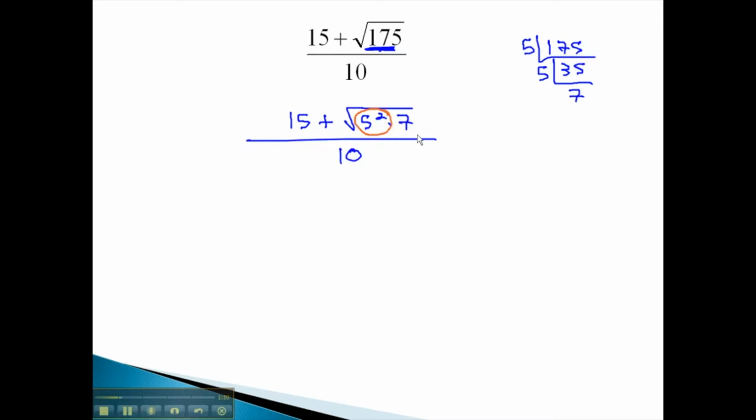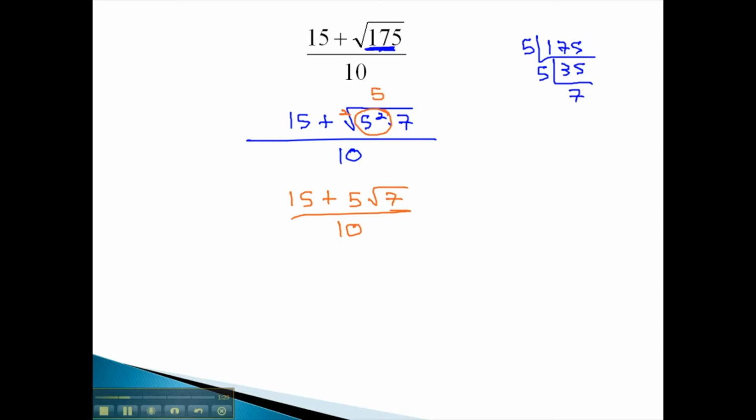Continuing to simplify the radical, we can pull the 5 squared out as just a 5 to the first when we divide the exponent by the index. We now have 15 plus 5 times the square root of 7 over 10. Now we can focus on simplifying the fraction.